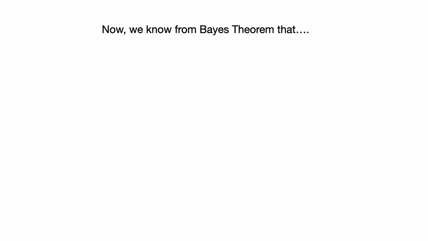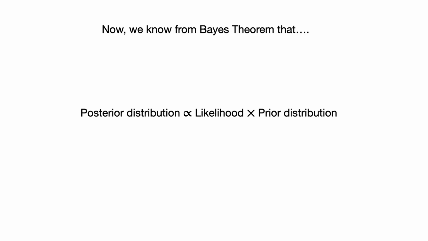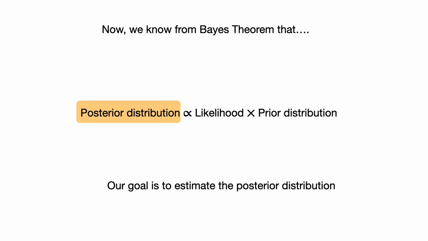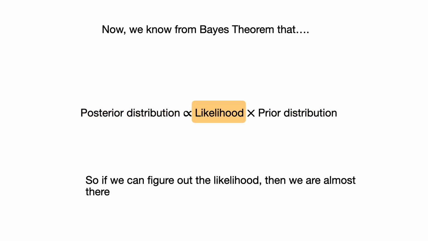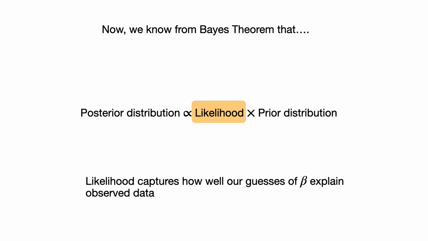Now we know from Bayes' theorem that the posterior distribution is proportional to the likelihood times the prior distribution. Our goal is to estimate the posterior distribution. We already have the prior distribution, so if we can figure out the likelihood, then we are almost there. Likelihood captures how well our guesses of beta explain the observed data.